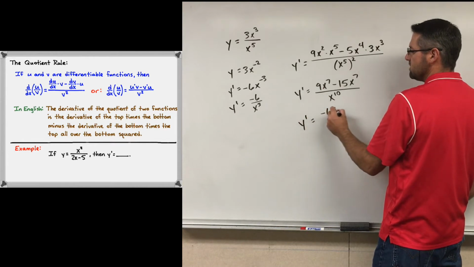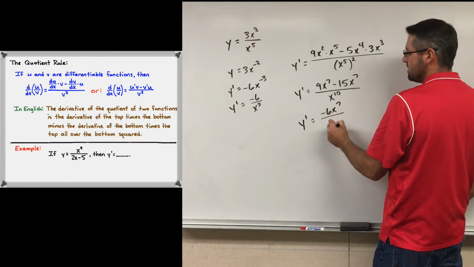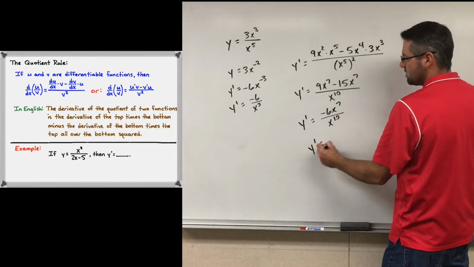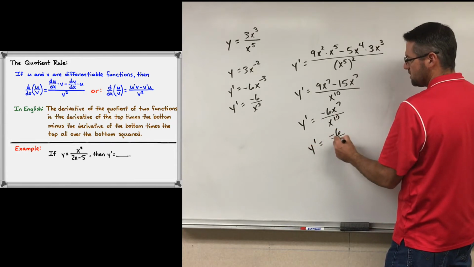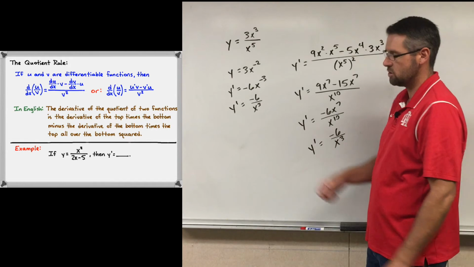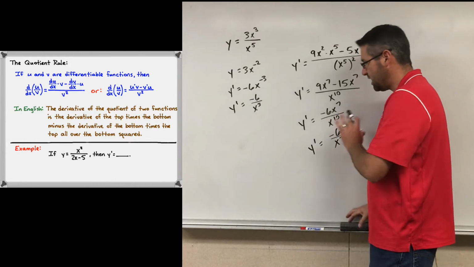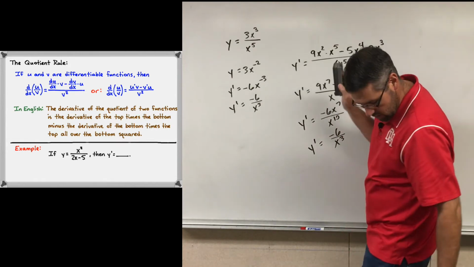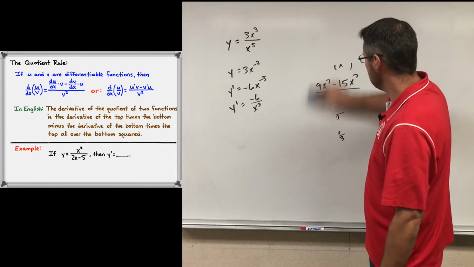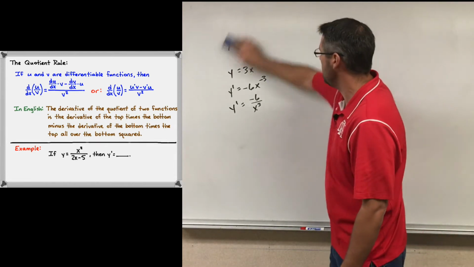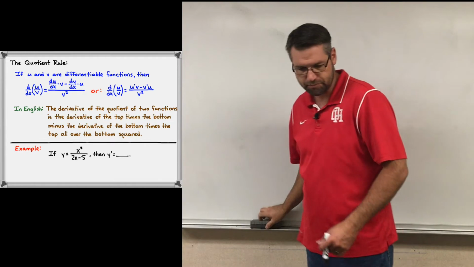I end up with negative 6x to the 7th over x to the 10th. And then we subtract those exponents, we end up with negative 6 over x to the 3rd. Same result. Just kind of verifying it works a little bit. Again, I'm not proving this in the video today. If you would like to see the proof, you can watch the video on the proof for the quotient rule.